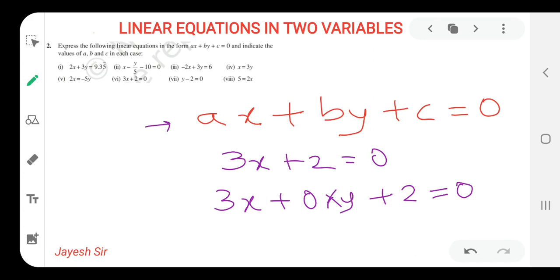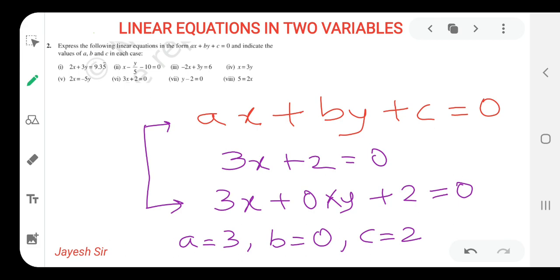So can we now compare these two equations and find the value of a, b and c? ax equals 3x, so the value of a we are obtaining as 3, by equals 0y, that means the value of b is 0, and c equals 2. So in this way we have found the value of a, b and c easily. I hope you all might be getting it, friends.